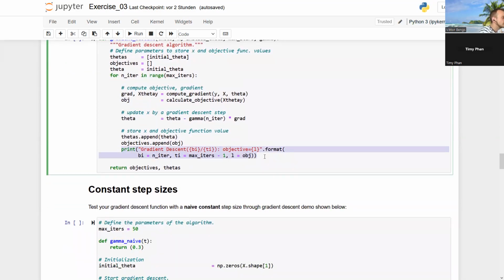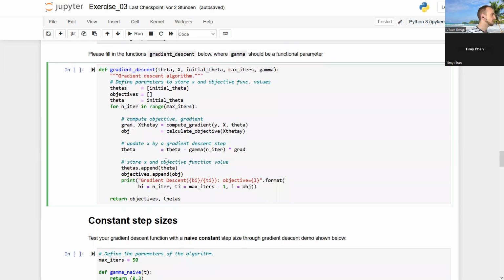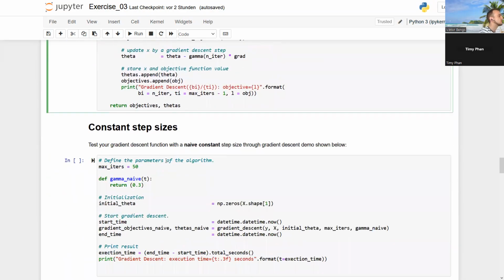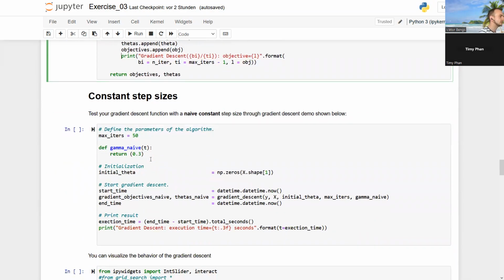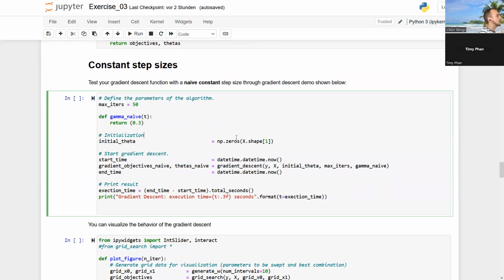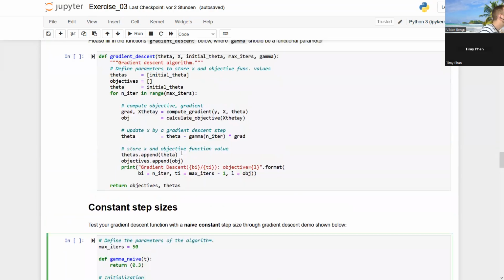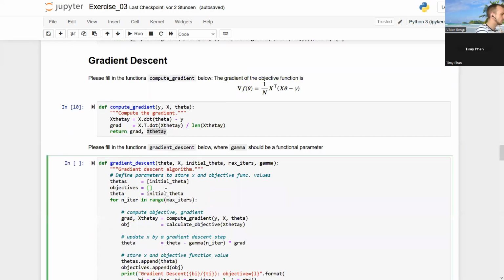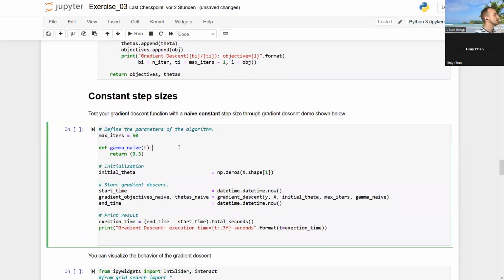And to see also in text form how this is changing, we have here this print statement, which will show us how the gradient descent is evolving. And then we can run this thing. And we want to run this. I have forgotten to load it.